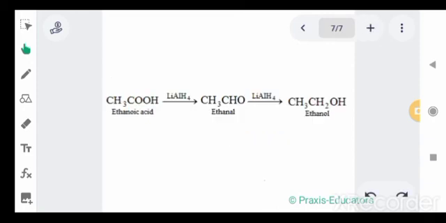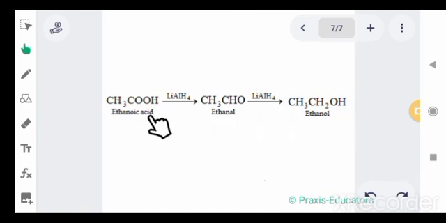Then the last reaction we are going to look at here is the reduction reaction. We want to use a strong reducing agent. The name of this strong reducing agent that is going to supply the hydrogen for the purpose of reduction is lithium tetrahydroaluminate(III). So it will supply hydrogen here. The ethanoic acid will first of all be reduced to ethanal, an alkanal or aldehyde. Then it will finally be reduced to ethanol.